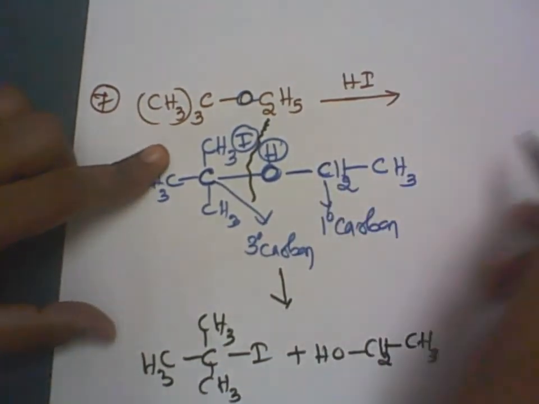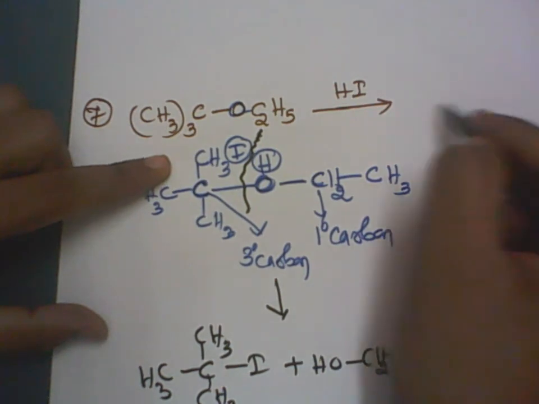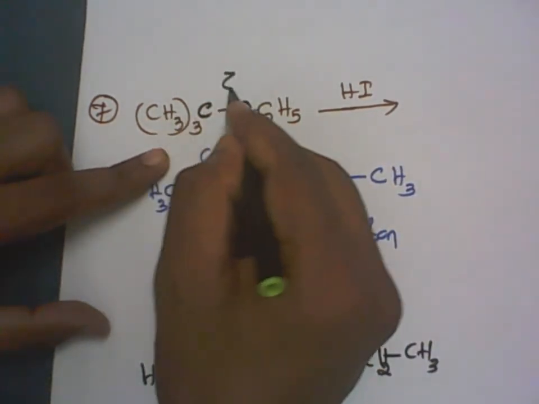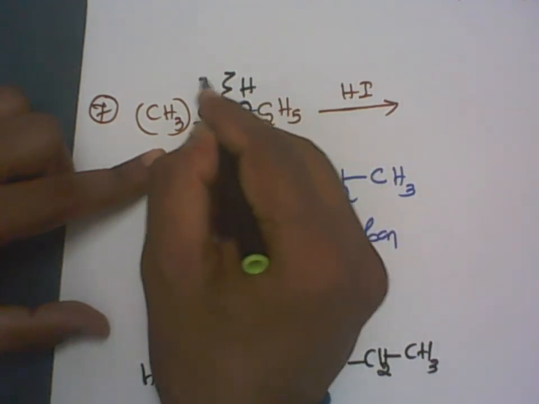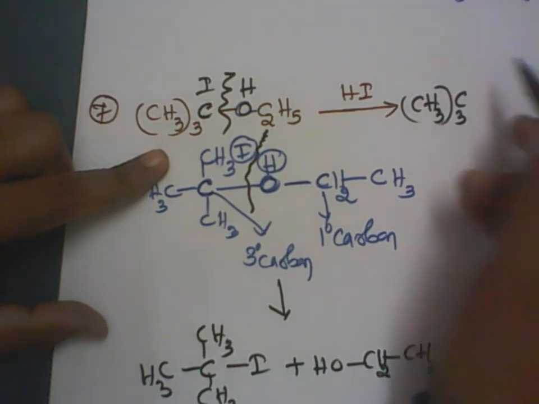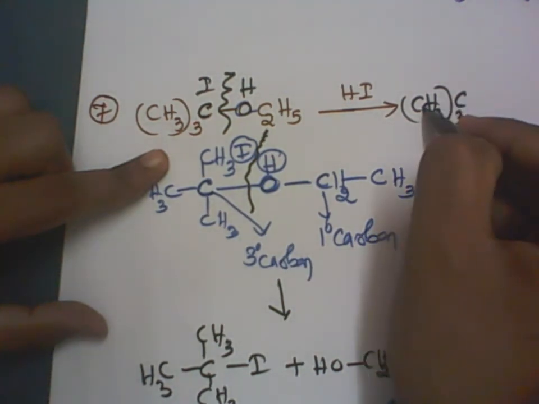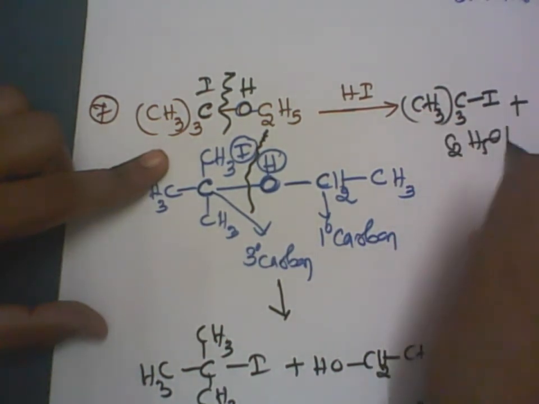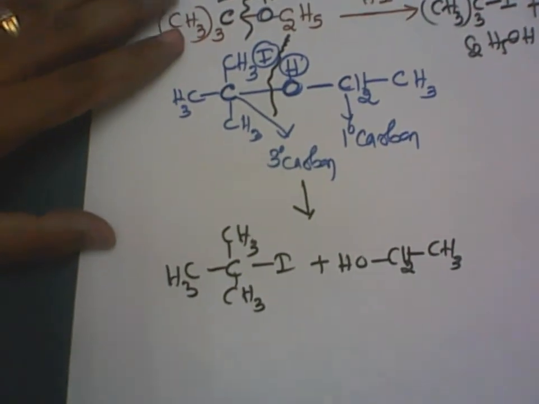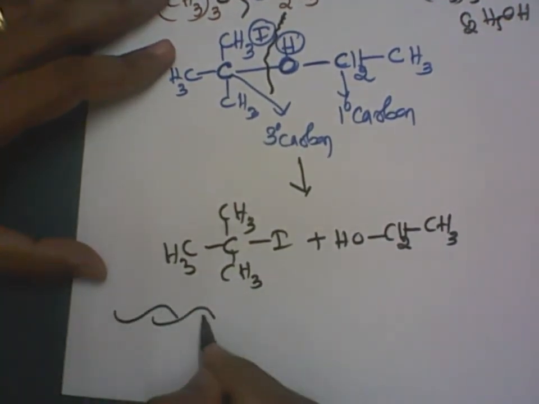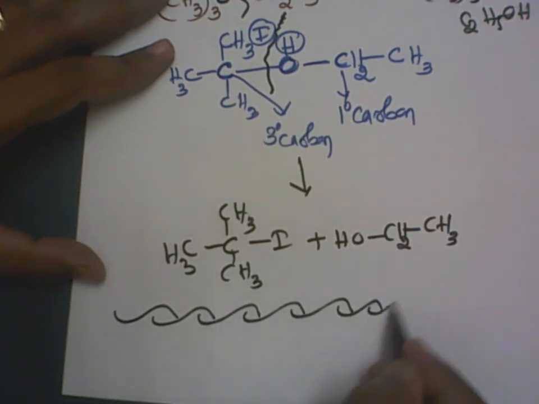So I'll write it here. What will happen? This carbon is attached to 3 more carbons directly, so always break the bond here. Hydrogen here and iodide here. So I can write it like this also: (CH3)3C, a carbon atom attached to 3 more carbons directly, a tertiary carbon. So that should be attached to the iodide. Therefore, the remaining is C2H5OH. Clear? Yeah.